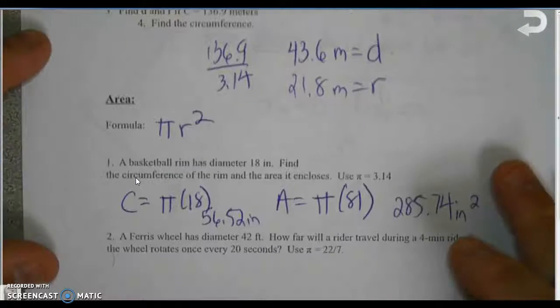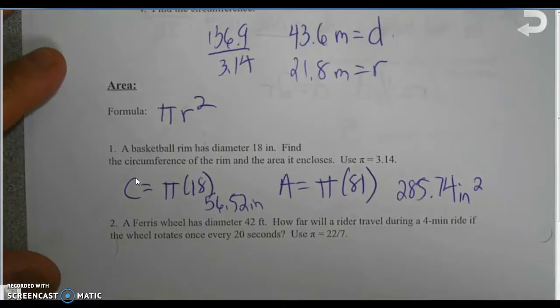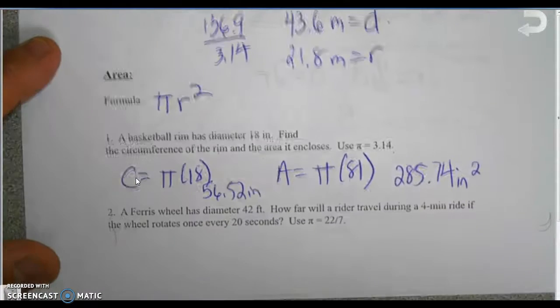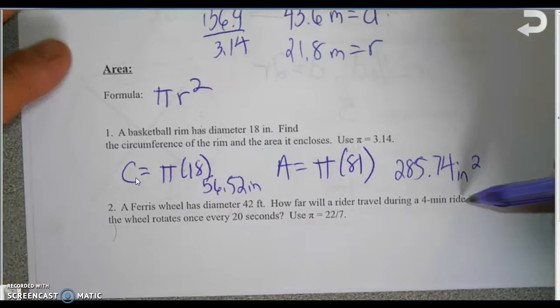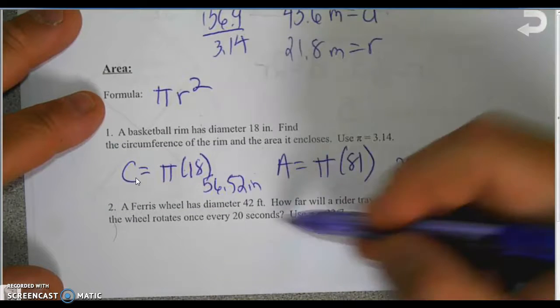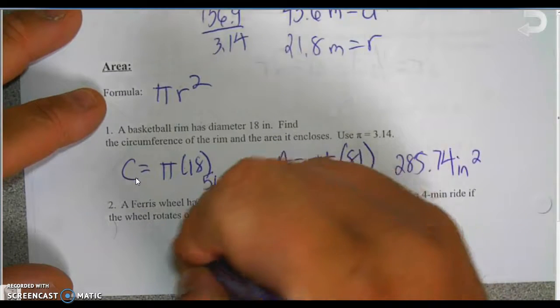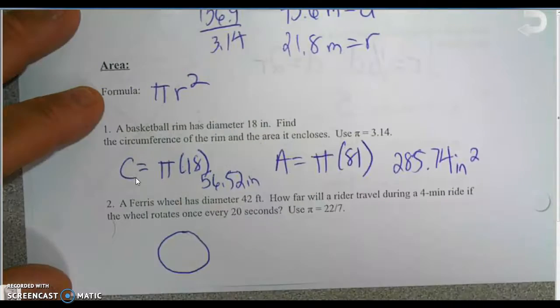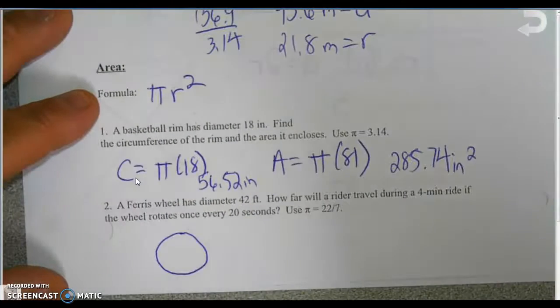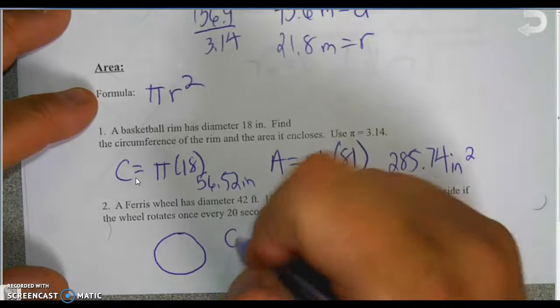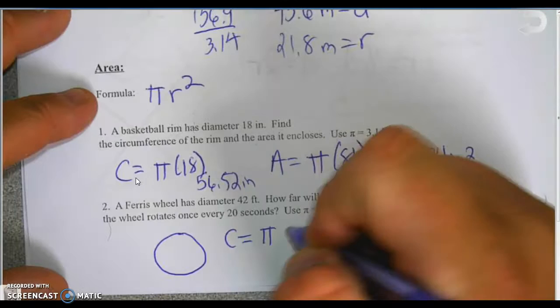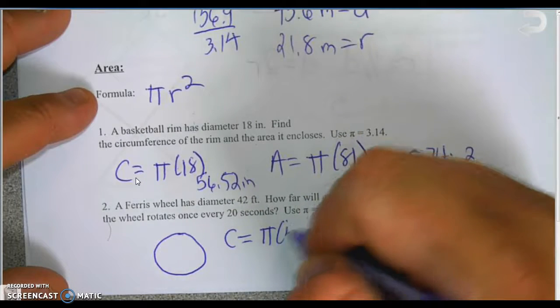This second question also gets into whether you're going to choose an area or circumference. It says a Ferris wheel has a diameter of 42 feet. How far will a rider travel during a 4-minute ride if the wheel rotates once every 20 seconds? So a Ferris wheel goes around. Is that a circumference or an area? It is a circumference. So one rotation is pi times 42.